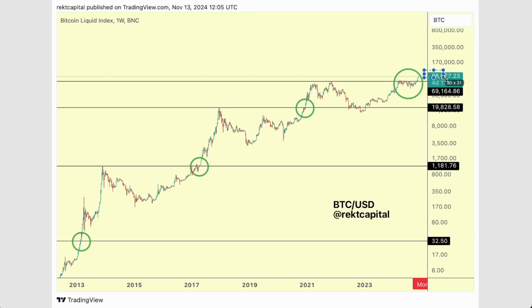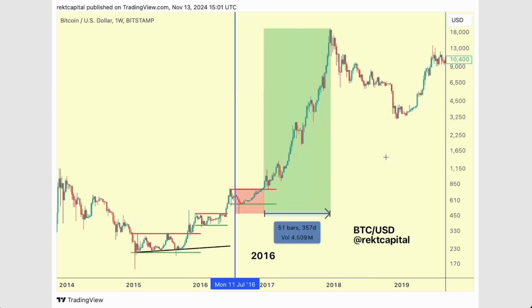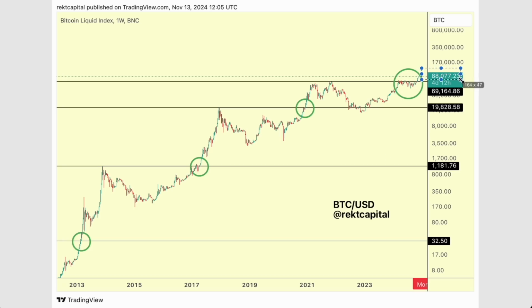And what's interesting is that this chart simply can't keep up with the price action, because Bitcoin right now is at 91.5K, and that's a little bit too quick for this price chart to keep up. The BNC, the Bitcoin Liquid Index, is great to showcase history dating back to even 2011, but does struggle to keep up with the price action in real time. But nonetheless, I do digress.